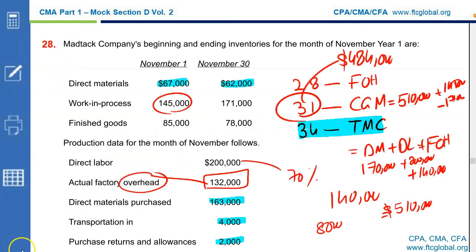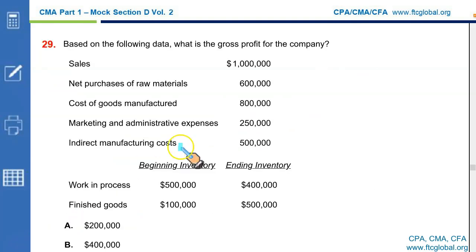Okay, so moving in sequence now, next question we have is question number 29. It says, based on the following data, what is the gross profit for this company? We have been given the sales. It's a very straightforward question. Sales minus cost of goods sold. Do we have cost of goods sold? No, we don't. Can we find cost of goods sold? Yes, we can. So sales minus cost of goods sold is the gross profit.